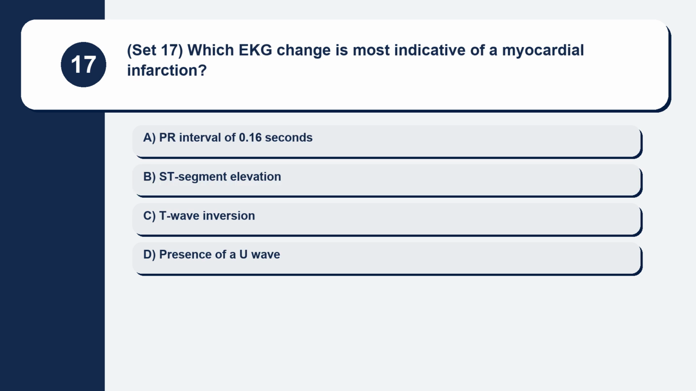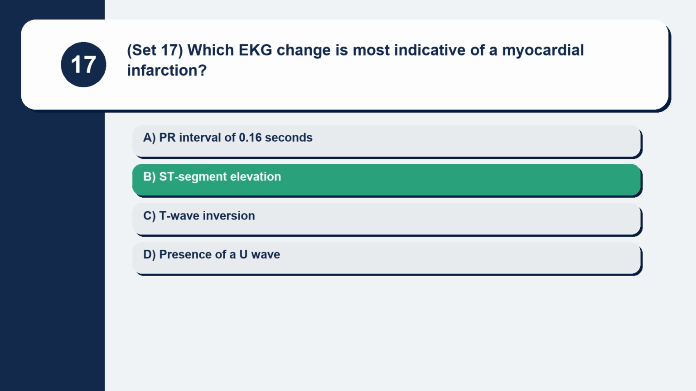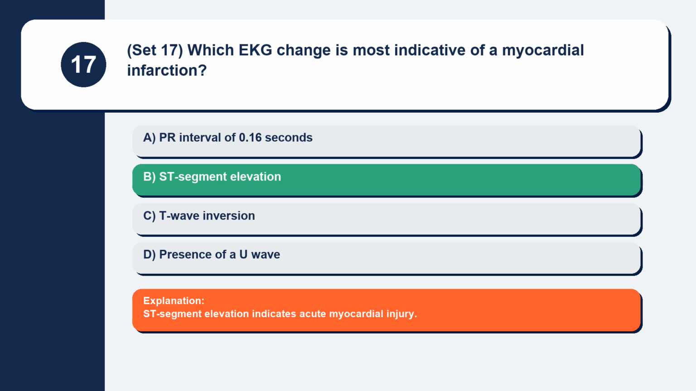Question 17, Set 17. Which EKG change is most indicative of a myocardial infarction? PR interval of 0.16 seconds. ST segment elevation, T wave inversion, presence of a U wave. ST segment elevation indicates acute myocardial injury.